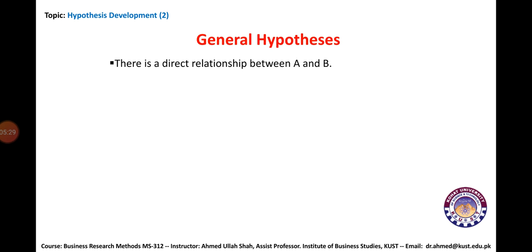So to understand this phenomena, we have to answer two questions. That is, how certain variables are related with each other, and secondly, why we believe that these variables are related with each other. So when we answer these questions, we can develop hypothesis. First of all, our hypothesis number one could be: there is a direct relationship between variable A and variable B.